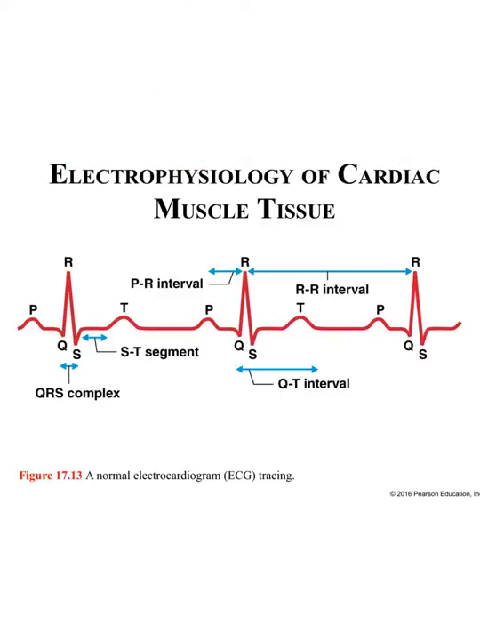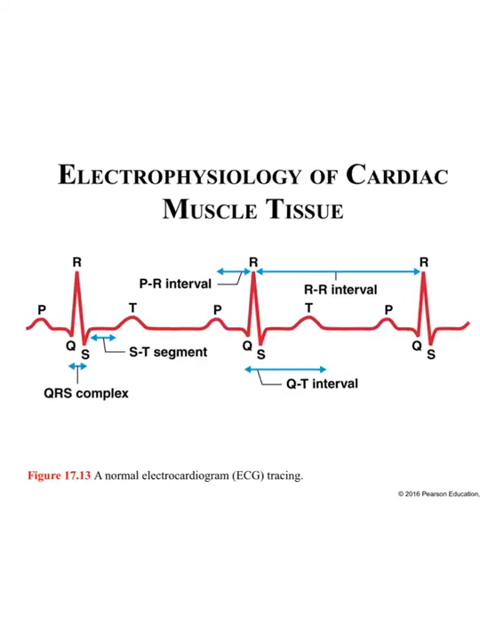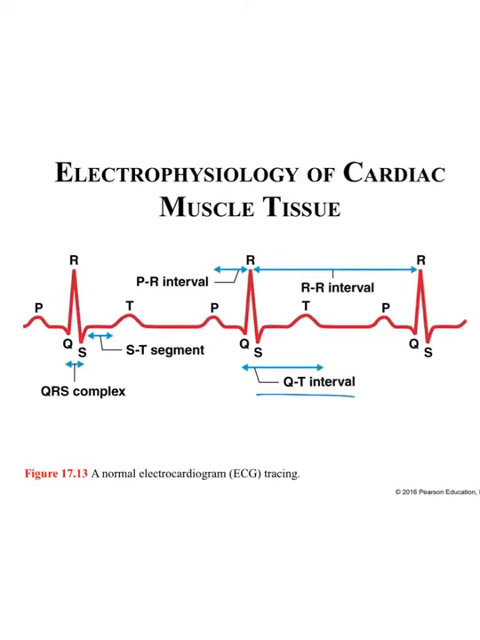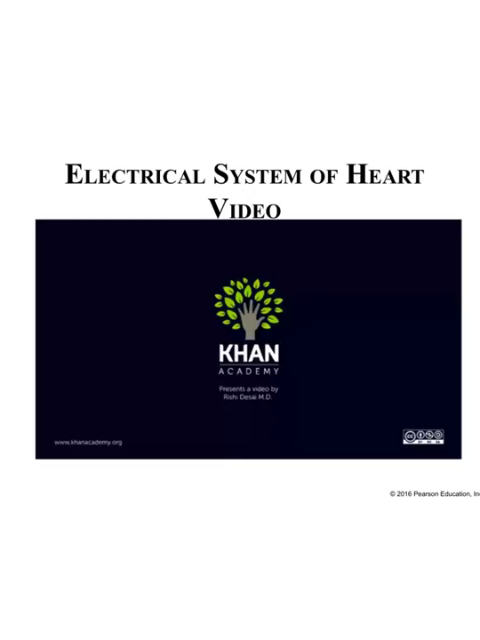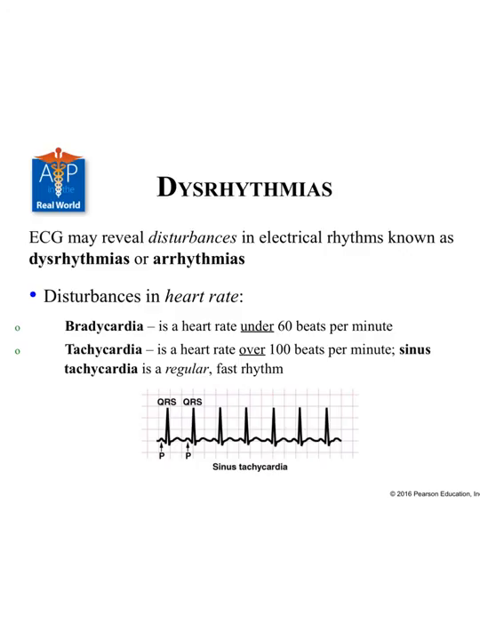Okay, so you can see the segments, the intervals. I might have a picture on the exam. I will let y'all know. I would definitely know at least where the important intervals that I wanted you to know, which was the QT, the R to R, and the P to R. Okay, if you feel like you would like to watch a video, very helpful. Again, Khan Academy, they always make some of the best videos for help with A&P.